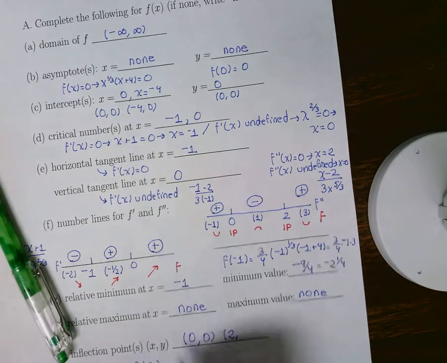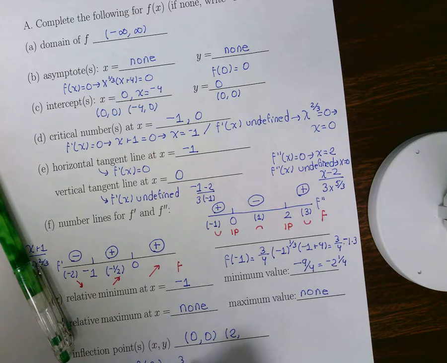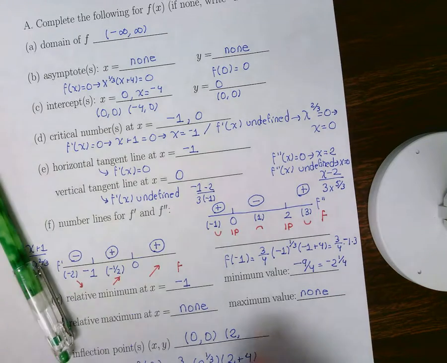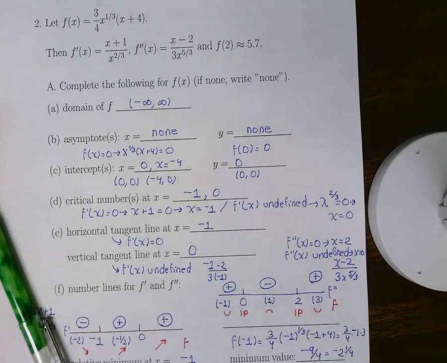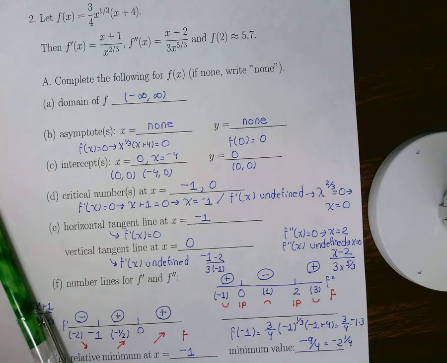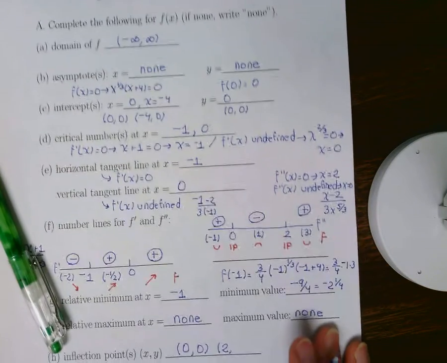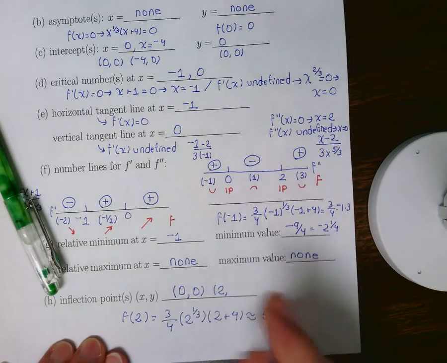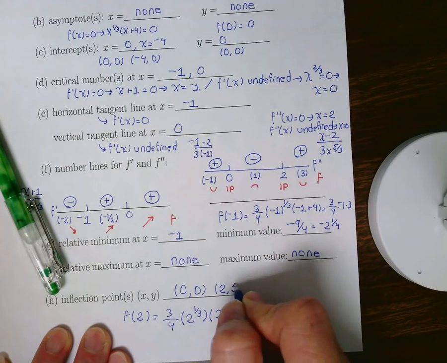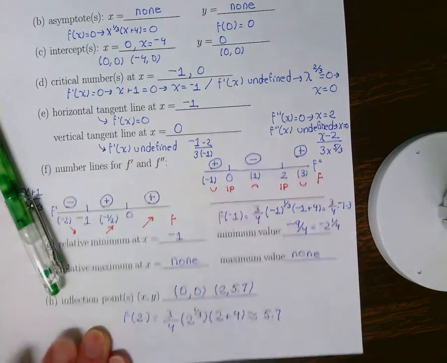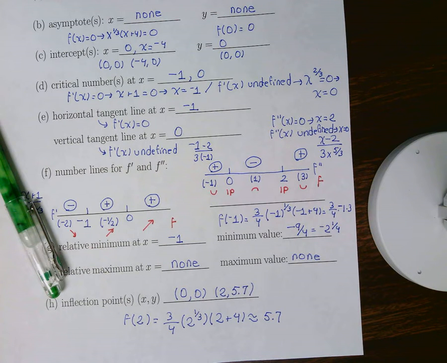And that is not something that I can find easily without a calculator. But fortunately, we don't need to know that because we were told that that's approximately 5.7. We were given that information initially, so that will be our inflection point. Okay? Basic information about the graph.